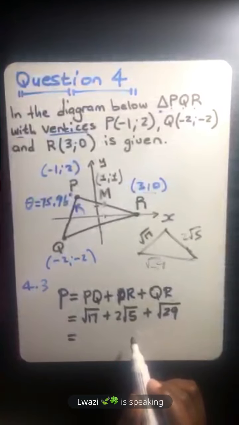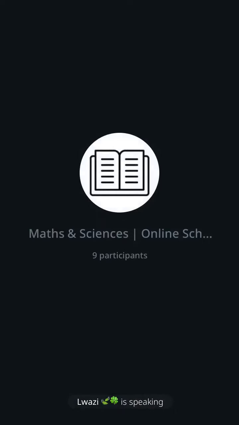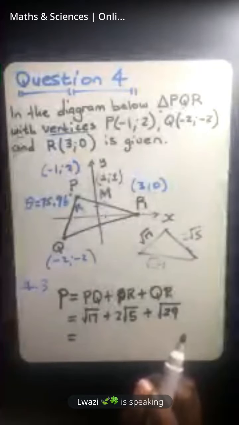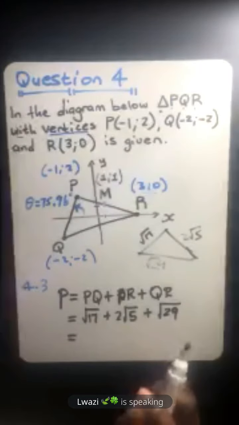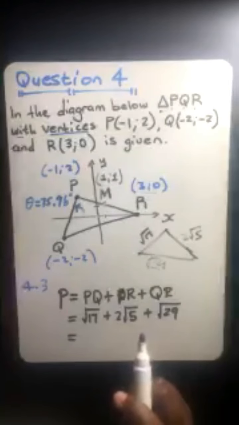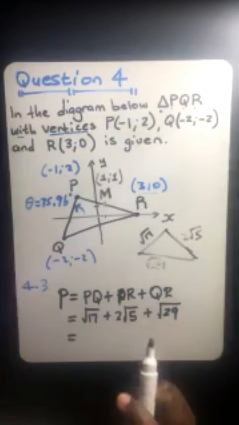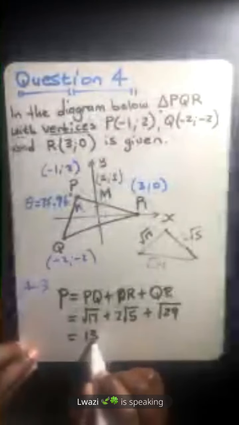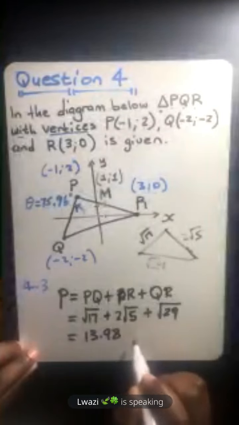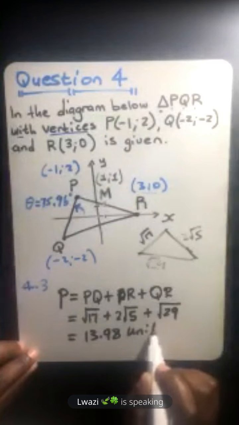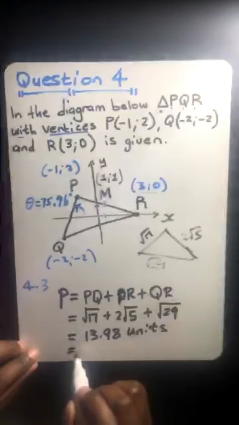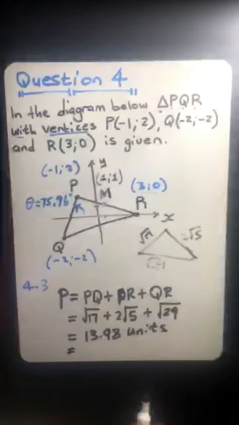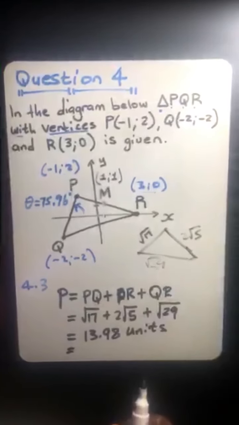So for the perimeter I got 13,98 and I rounded it off. Order, honorable members, order. Okay, Lwazi, you are recognized. What are you getting there? So I got 13,98 and then they said round it off to the nearest whole number, so it's going to be 14 units. Lwazi, not basically, no.